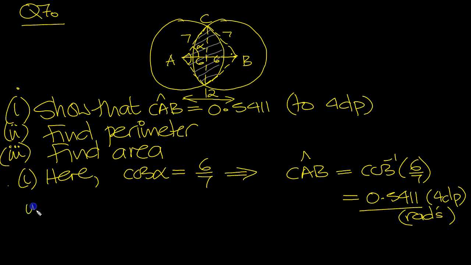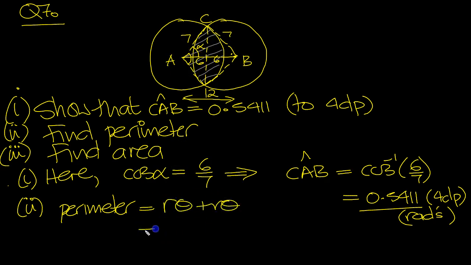Okay, part 2. Find the perimeter. Well, here for the perimeter, angle A, well, we've got the perimeter then of this shaded region is equal to this arc length plus this arc length. So it would be r theta, plus another r theta, which equals 2r theta. R is 7, so that's 14 times theta.